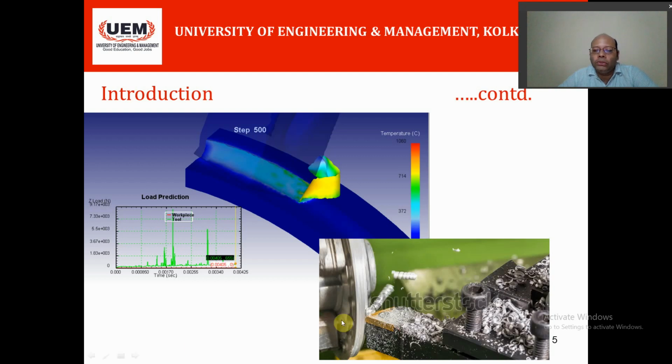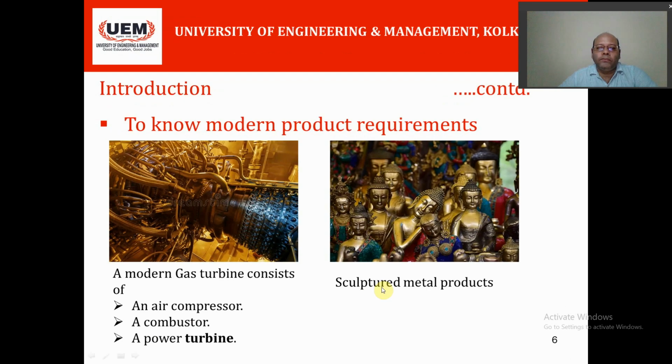This can also be generated before you machine. You can check whether your machine is capable or not. With such an analysis, you can assume whether your machine can produce the job or not, and then you can go for actual machining. Here, apart from direct contact type machining, there are some product requirements.